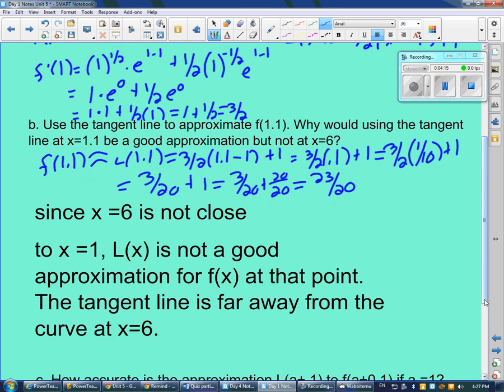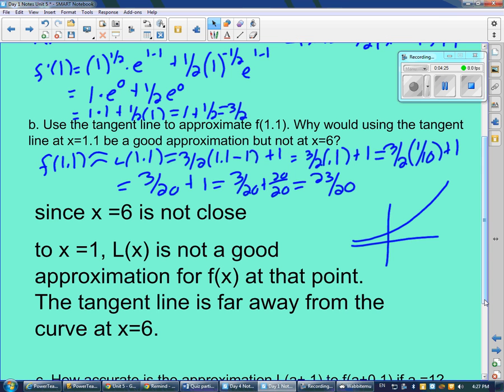So the second part said, why would using the tangent line at x equals 1.1 be a good approximation, but not at x equals 6? And I usually draw a picture to help me figure this out. So if I draw my tangent line around here, which I'm going to say is 1, we can see at like 1.1, which is really close, the tangent line is almost on top of the curve. So it's going to be a good approximation.